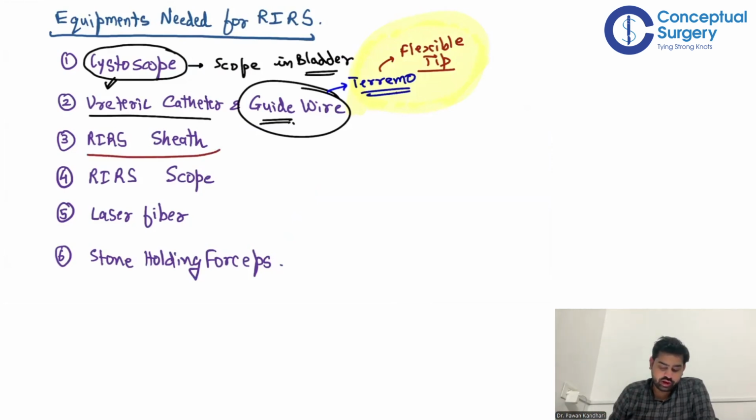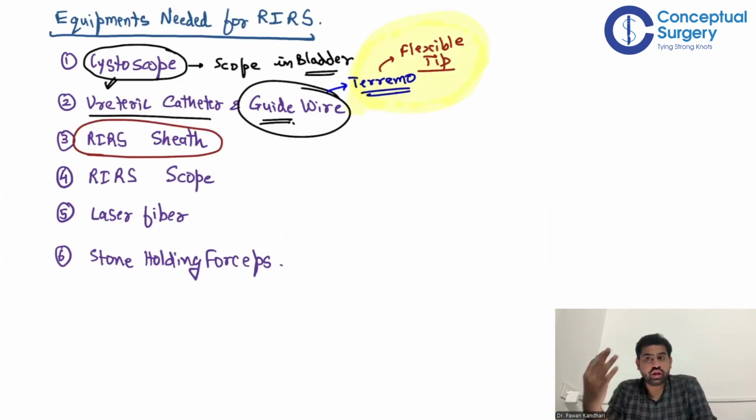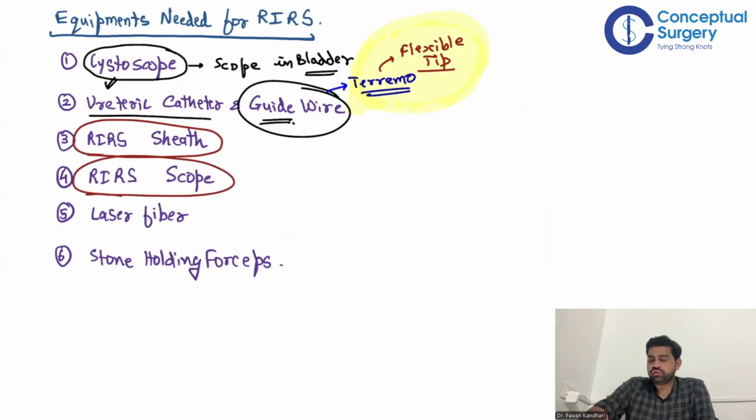You need a RIRS sheath. What is a sheath? I'll show it to you. Just give me a minute. Then we need a RIRS scope. After we have passed the sheath, we need a flexible scope in order to pass it through the sheath, and it would enter till the kidney.